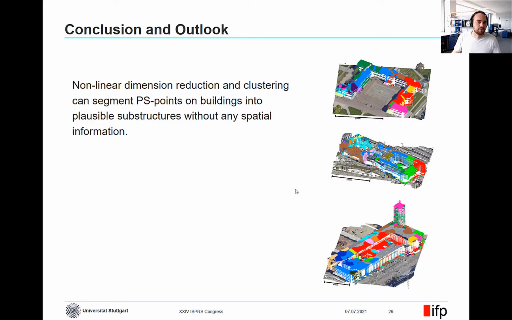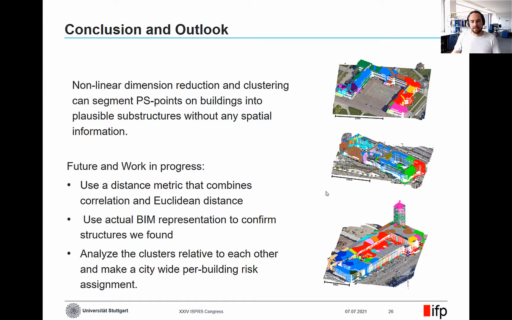So, conclusion and outlook. We presented a nonlinear dimension reduction and clustering technique that can segment PS points on buildings into plausible substructures without any spatial information. Future work, and actually work in progress now, is to use a distance metric that combines the correlation and the Euclidean distance, so we actually take into account spatial information.